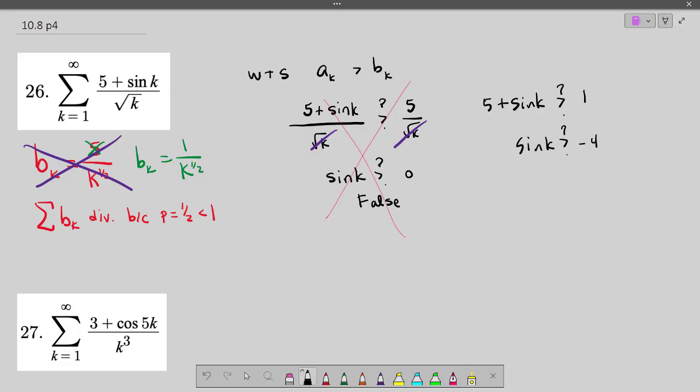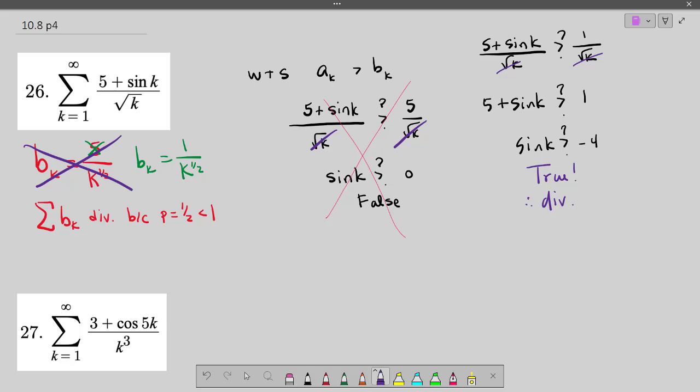So let's just draw our full statement up here just to make sure that we're starting. So 5 plus sine of k divided by root k greater than 5 over root k. Actually 1 over root k, that's our change. That is what we are changing. The root k's in the denominator, those cancel. So then we have 5 plus sine of k greater than 1. We subtract that. Yeah, that's true. That is true. So therefore, we do get divergence.